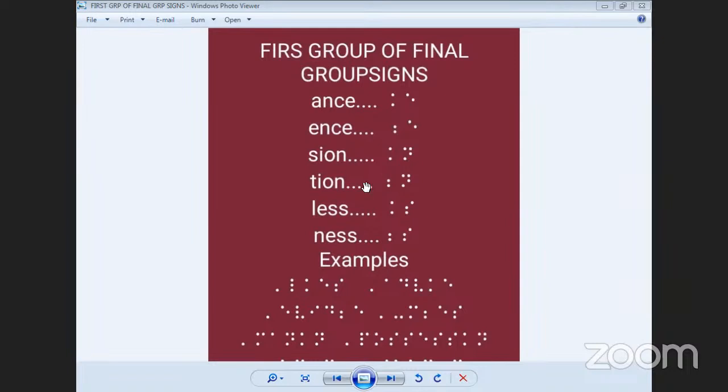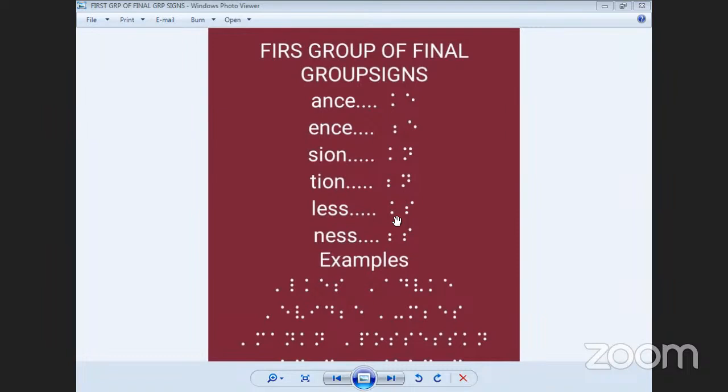And then we are having the tion, like in the word nation. Let me write the word composition. The word composition has TION at the end of it. So TION will contract as dot 56N. Dot 56N gives us TION, while dot 46N gives us SION.